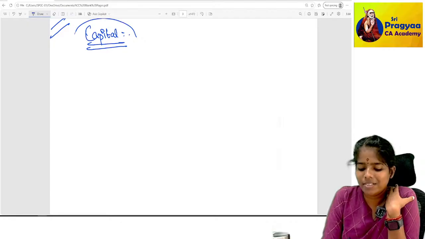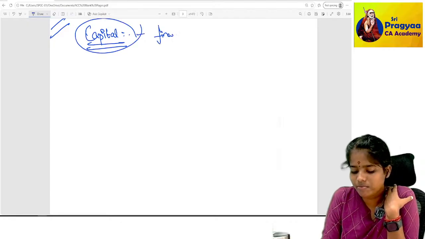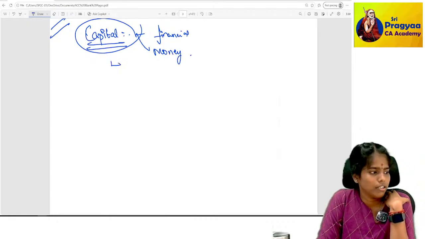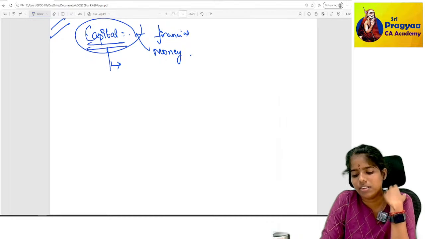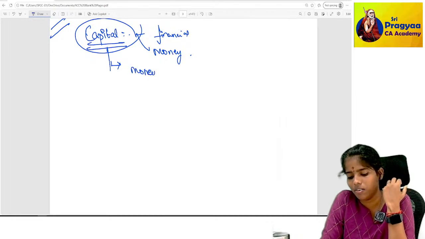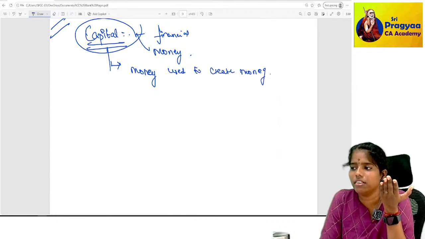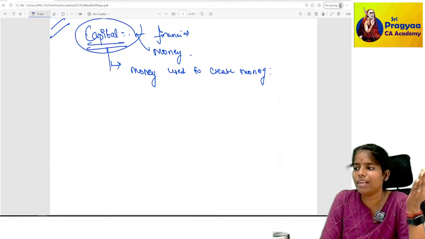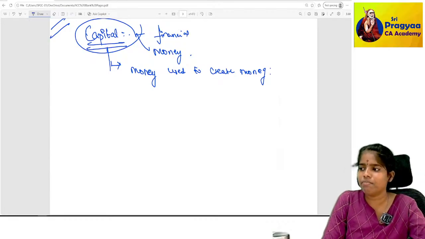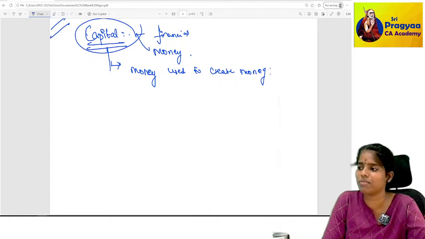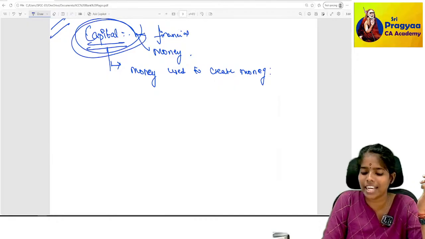Yes, capital is the financial, the money that is invested in a business. I am investing money, I am producing goods, and I am earning money. So ultimately, money is used in order to create more money. I am going to earn more money using money. That is what is called capital.